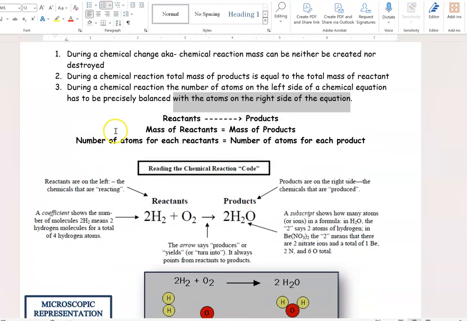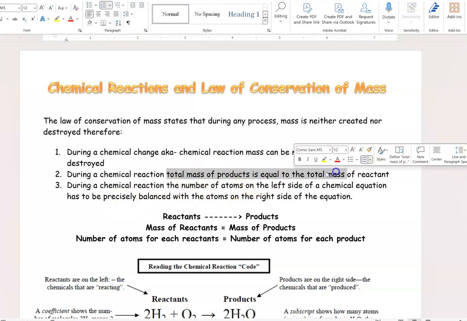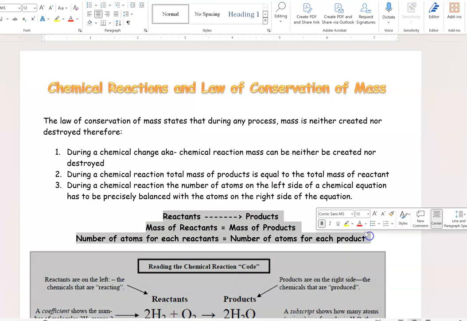So again, don't forget, even though this is blue, you should still be annotating this and highlighting it with the key words. For example, I would have highlighted how the number of atoms are the same on both sides, how total mass is equal as well. And this is kind of a neat summarization of that.